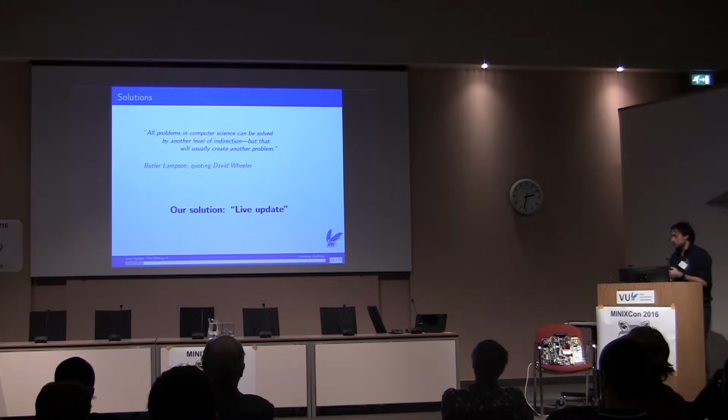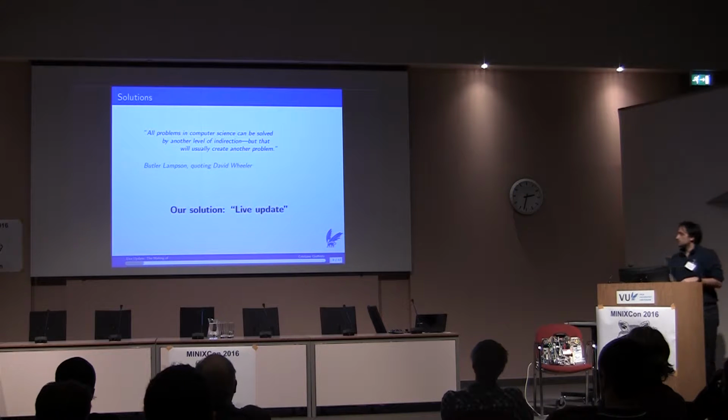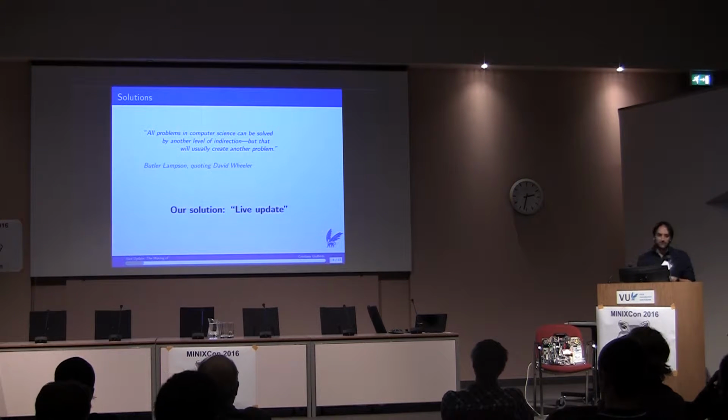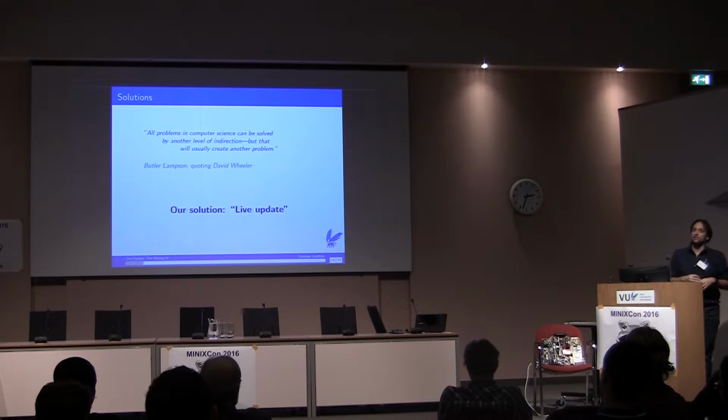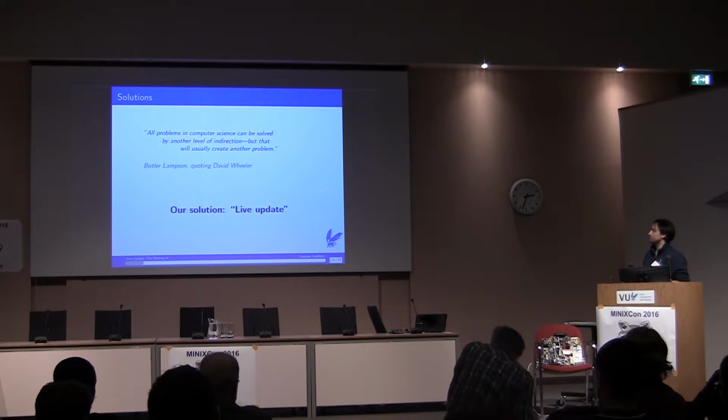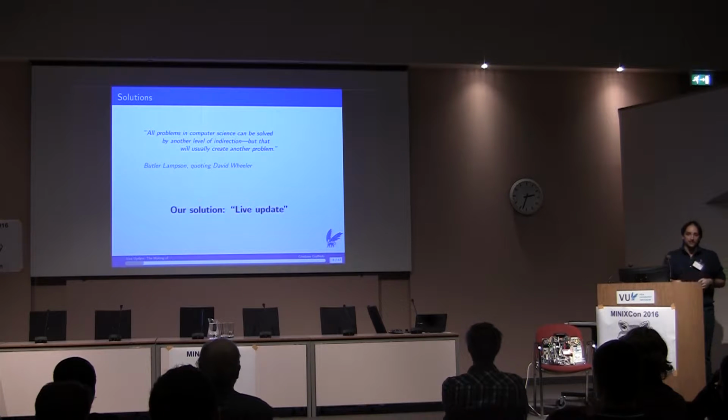And finally, our solution, which we call live update, which is nothing but an instance of the famous aphorism from David Wheeler: all problems in computer science can be solved by another level of indirection. Okay, so you can look at your running operating system as a running instance, say, of operating system version 1. Now, if we can bump this running instance to run operating system version, say, 2, then we can effectively deploy updates in a way that is transparent to both applications and users of the system. But that will usually create another problem, right?